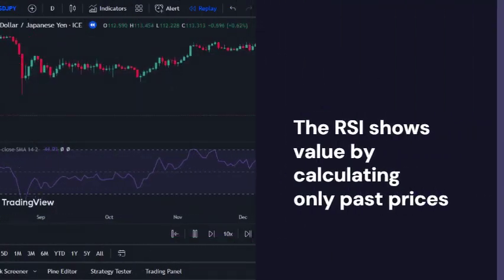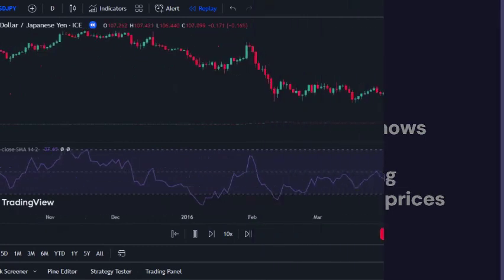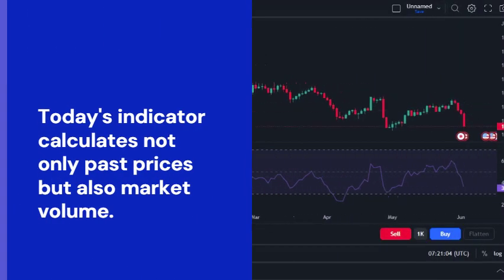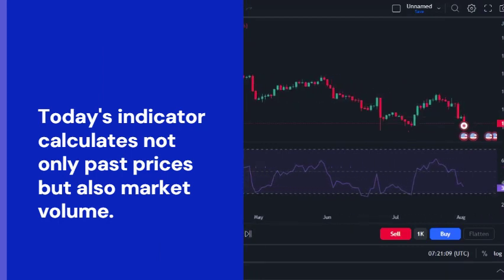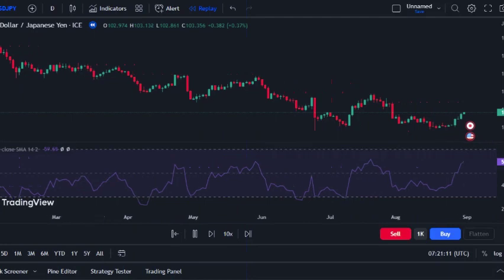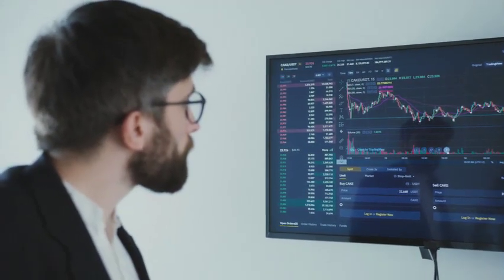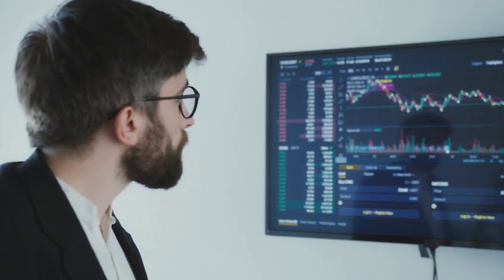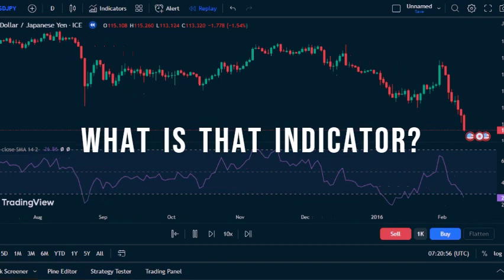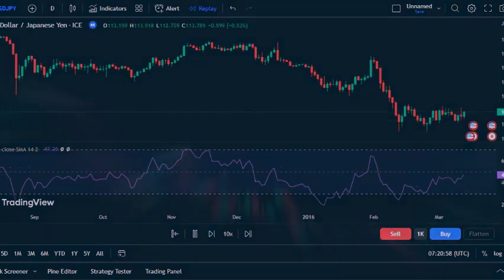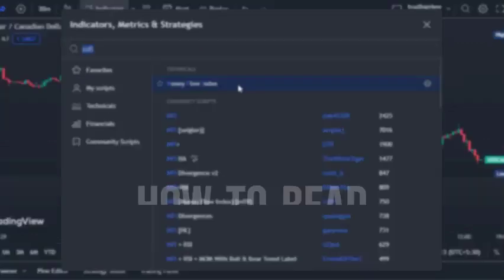In simple words, RSI shows value calculating only past price, while on the other hand, today's indicator calculates not only past price but also market volume. How great, right? That means now with this indicator you can actually see what's happening in the market, like are bulls still interested or are bears taking control, etc. So now, what is that indicator? The indicator that I am talking about is called MFI, Money Flow Index.